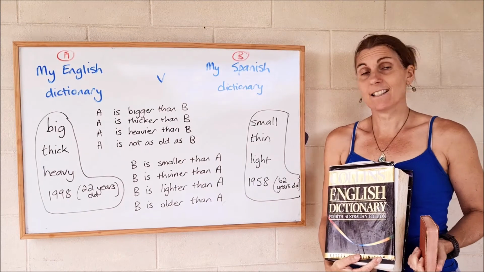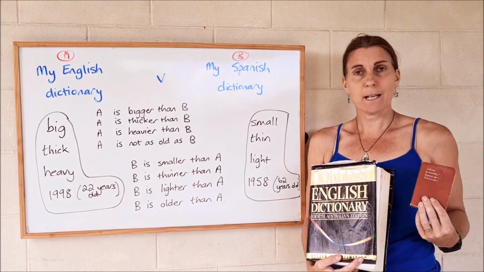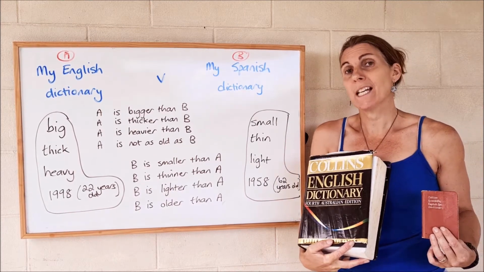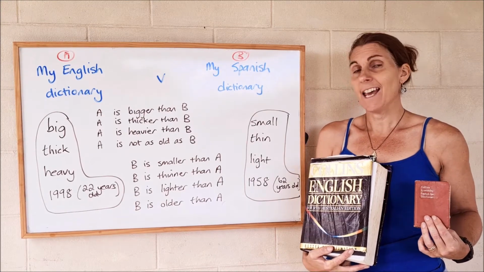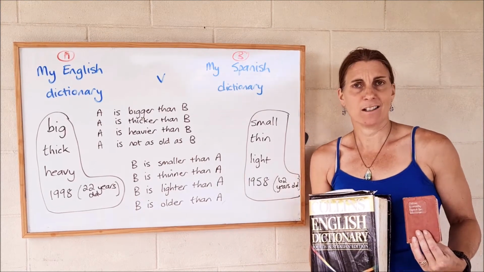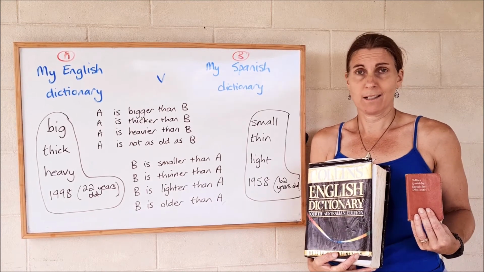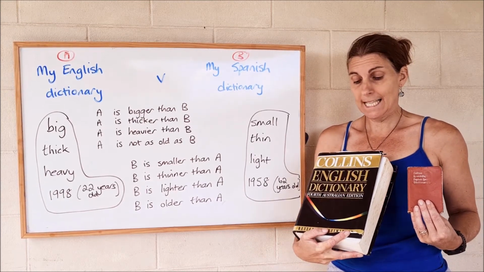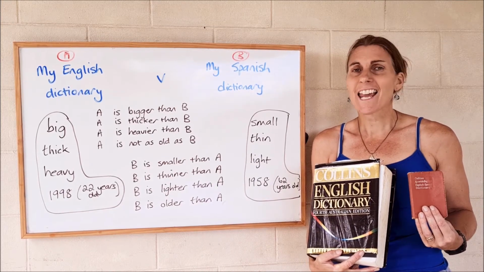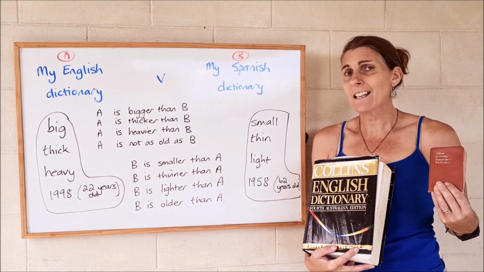Okay, so these are the sentences I came up with to compare my English dictionary, which I called A, and my Spanish dictionary, which I called B. So A is bigger than B. A is thicker than B. A is heavier than B. And A is not as old as B. Now I used this form because I think this dictionary is old and this dictionary is old. But they're not the same old. Both old, but not the same old. So A is not as old as B.